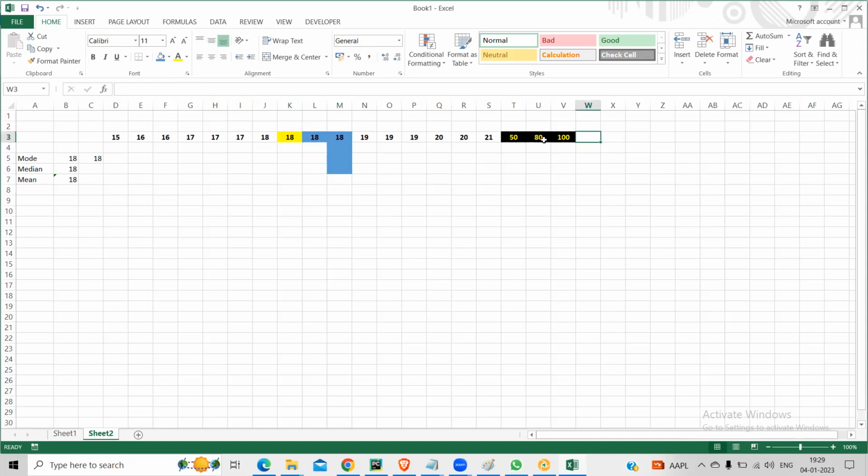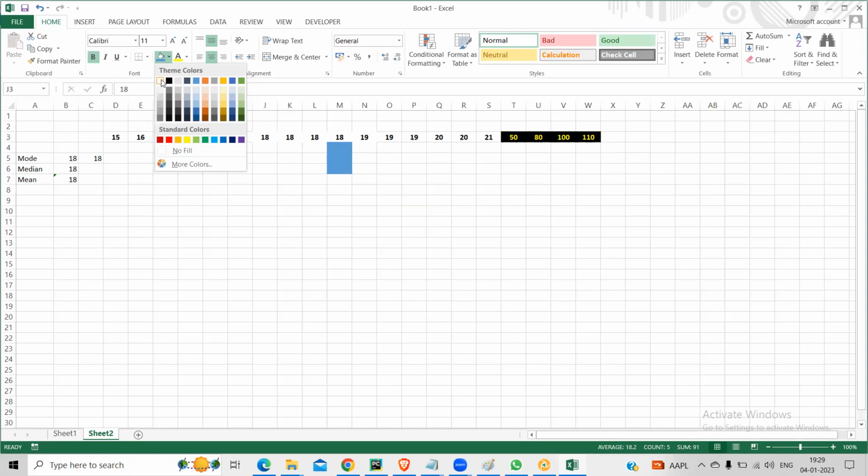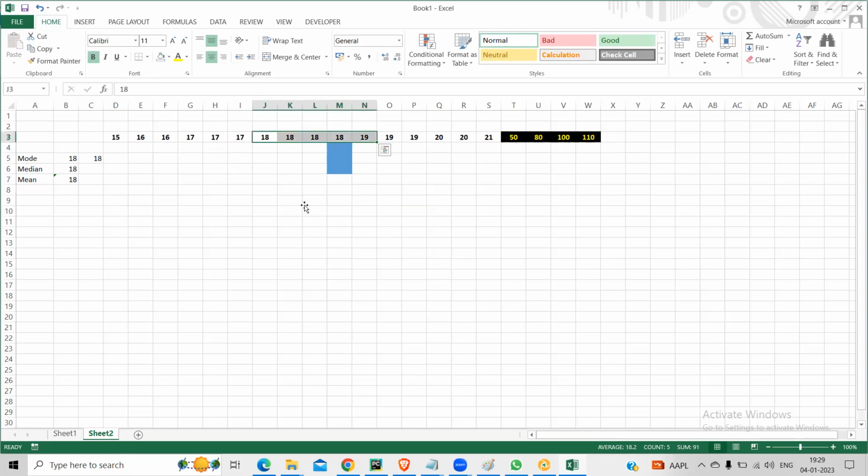Okay, now let me add one more, just to make it different mean. Okay, let me add 110. So now if you have added 110, that means your median is now average of 18 and 19. It is average of 18, 19.